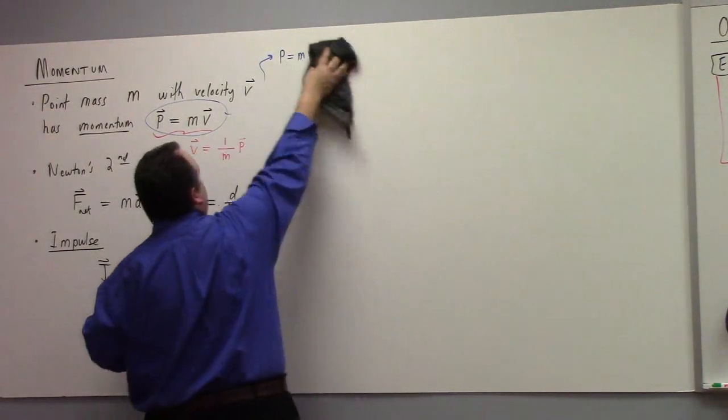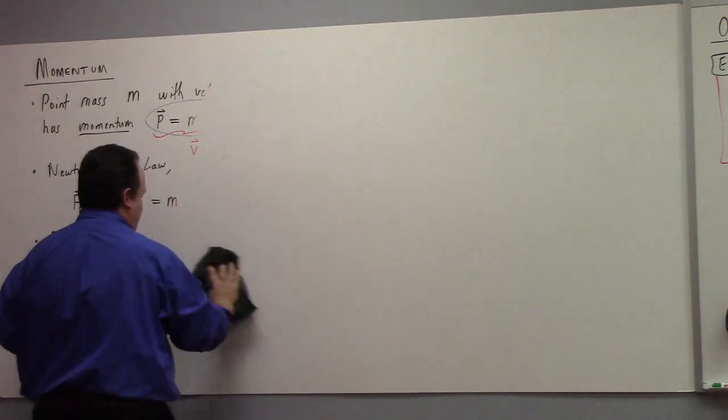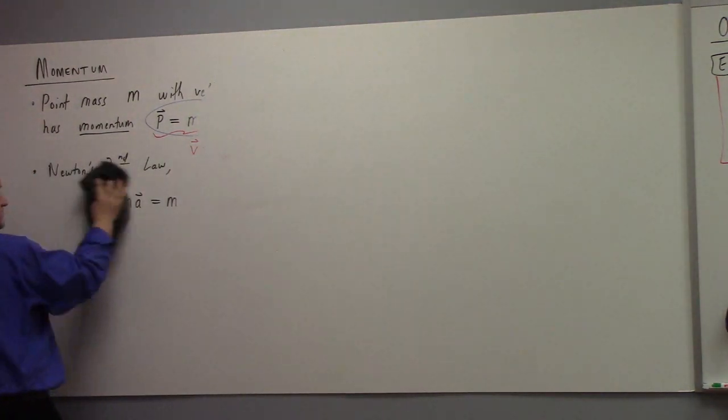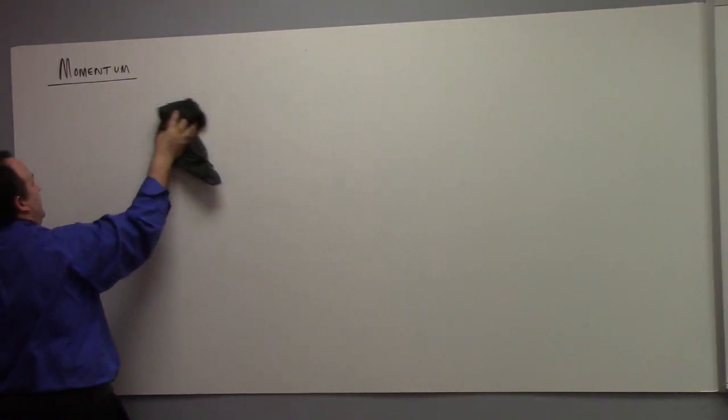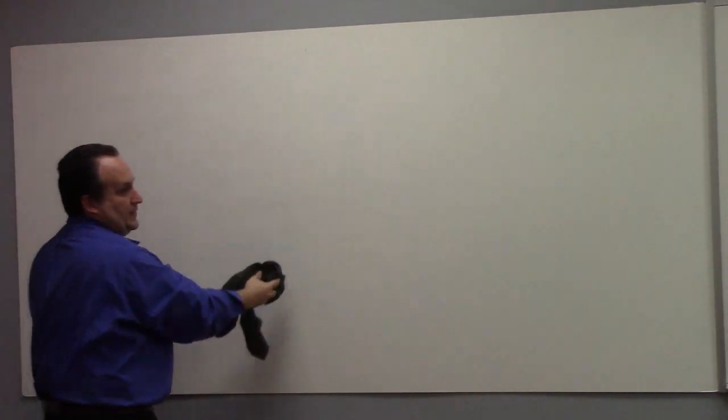In terms of application, the center of mass of an object is like its balance point, right? And so we'd like to understand how that works.